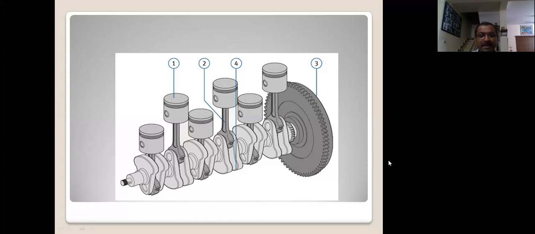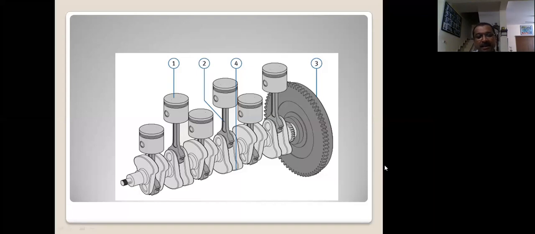Actually, look, one piston means one cylinder, one piston, one cylinder. How many pistons are there here? 1, 2, 3, 4, 5, 6. 6 pistons are there, so 6 cylinders are there at the top. And this engine is a vertical engine. We call it a vertical engine.